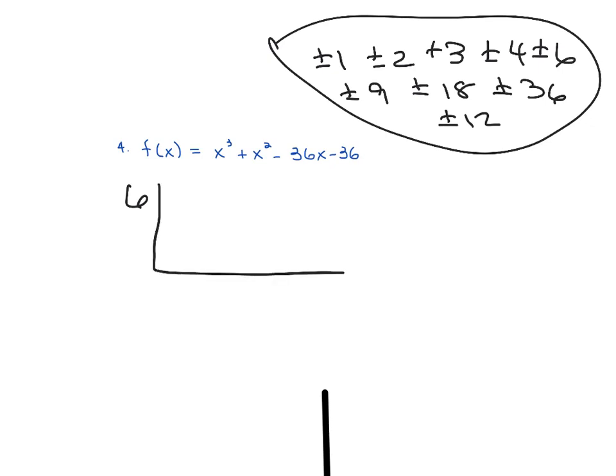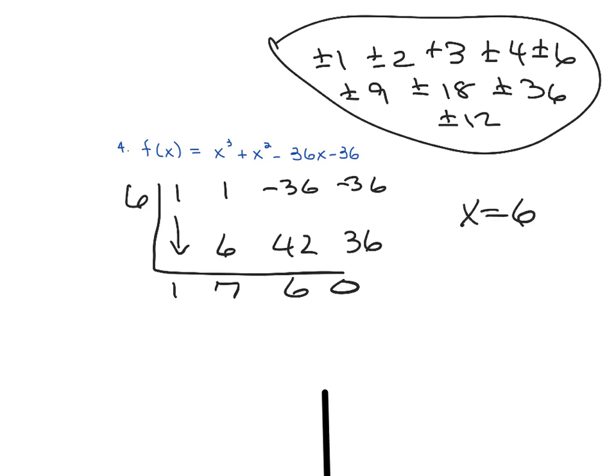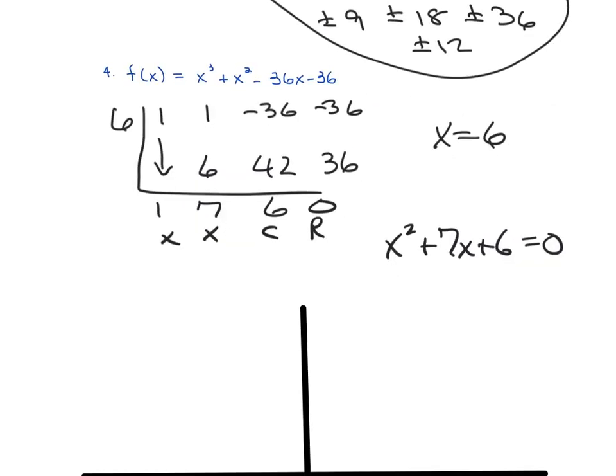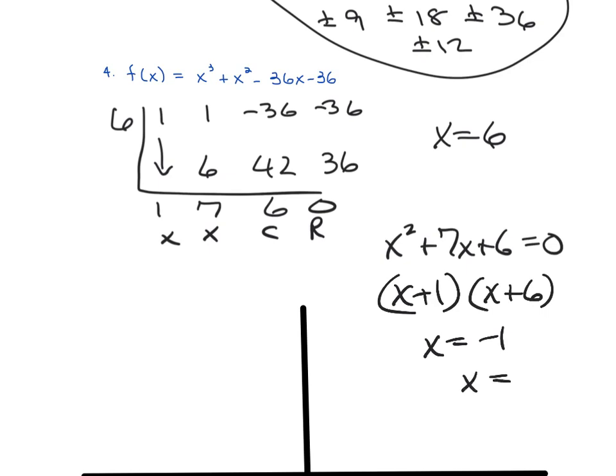Once I get it into synthetic division, then what I can do is turn it into a quadratic and either factor it, complete the square, or use the quadratic formula. So 1, 1, -36, -36. Drop down the 1, multiply, multiply. So x equals 6 is one of my zeros. I now have a quadratic equation. So I have x squared plus 7x plus 6. Luckily, this can be factored. So 2 more factors are x plus 1 and x plus 6. So the other 2 zeros are x equals -1 and x equals -6.